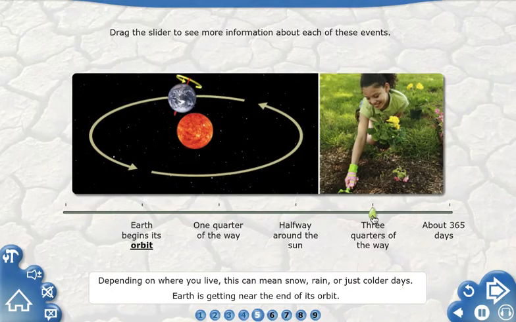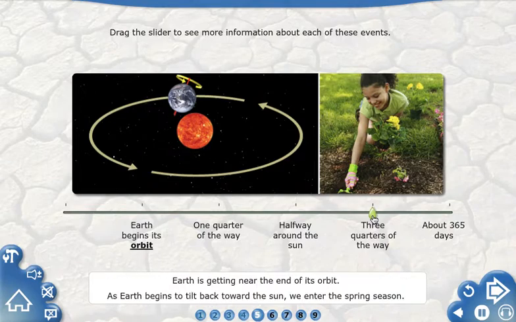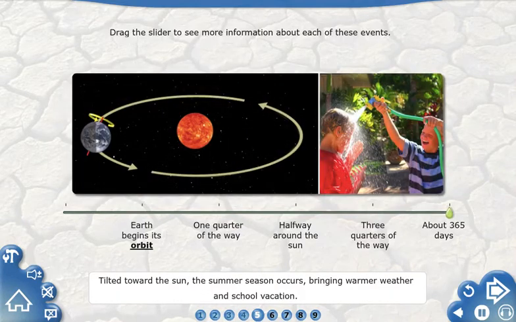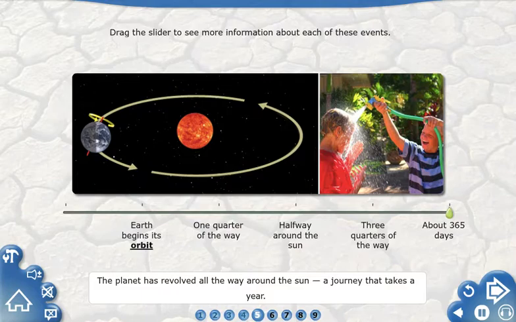Earth is getting near the end of its orbit. As Earth begins to tilt back toward the Sun, we enter the spring season. Tilted toward the Sun, the summer season occurs, bringing warmer weather and school vacation. The planet has revolved all the way around the Sun, a journey that takes a year.